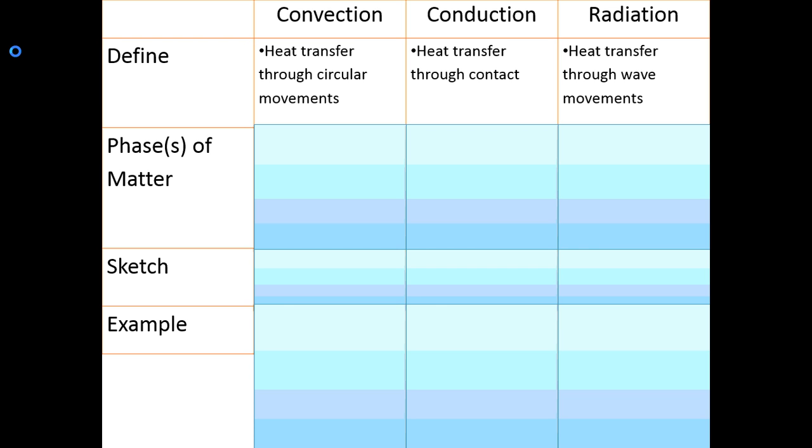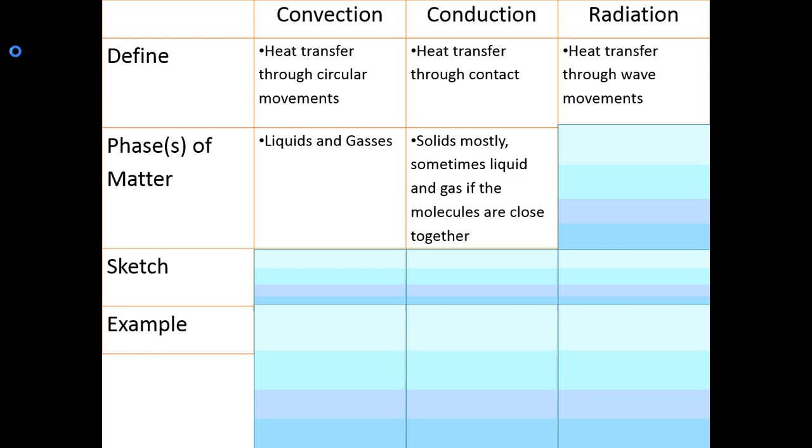Convection can only happen in phases of matter that allow for materials to move. So we call those fluids, and the two phases of matter that are fluid are liquids and gases. The particles need to be able to move in those patterns. In a solid, the particles are too still and organized in a pattern. In order for convection to happen, it would need to be moving more.